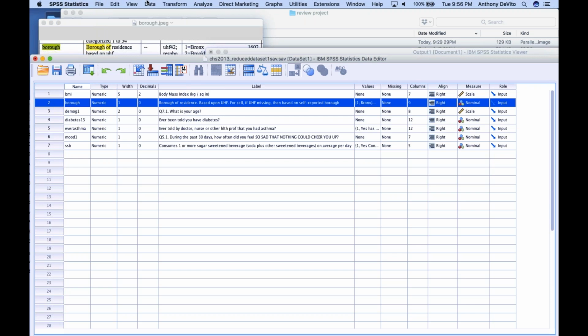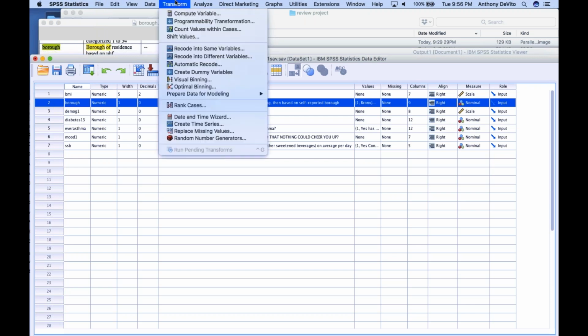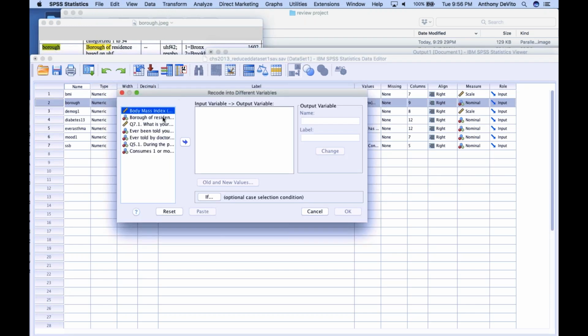I'm going to create a new variable. I'm going to go up here to Transform, Recode into Different Variable. And what I'm going to do is take the borough of residence and recode that into a new variable that I'm going to call Bronx Queens. And the label is Brooklyn, Bronx, and Queens.